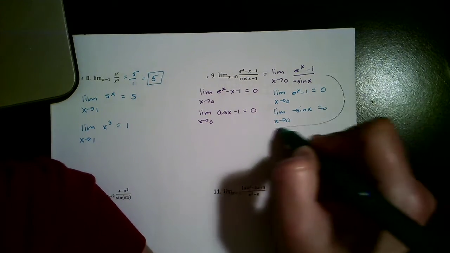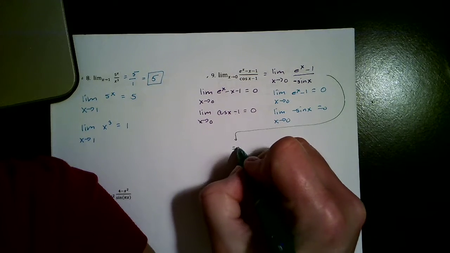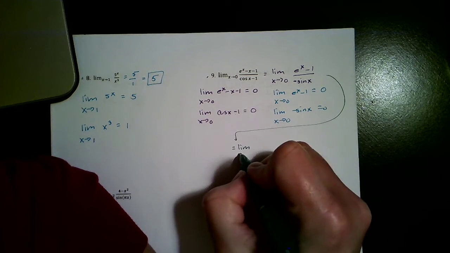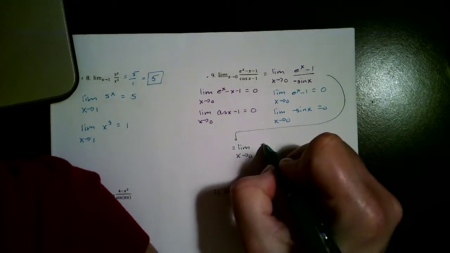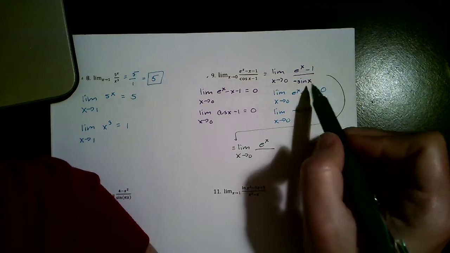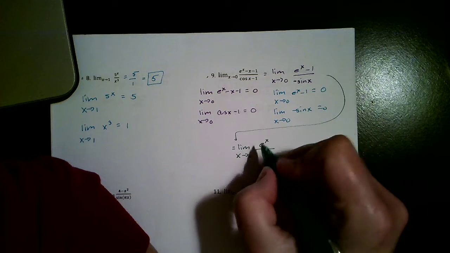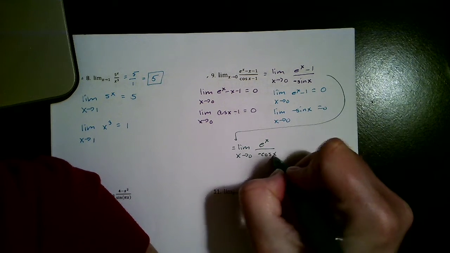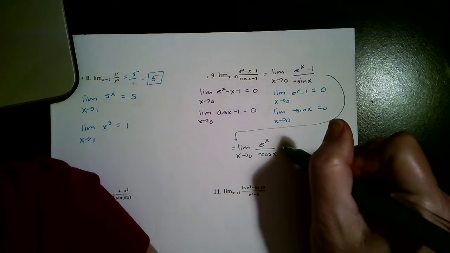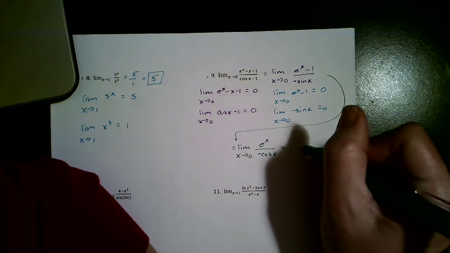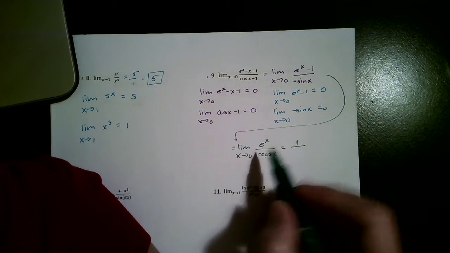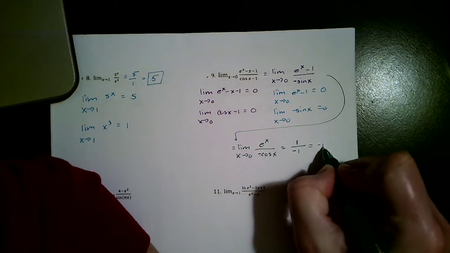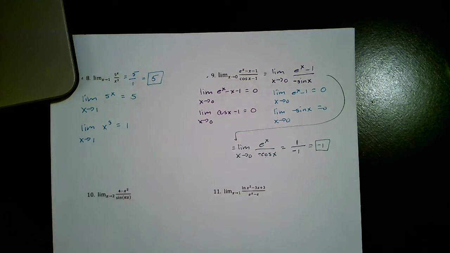So I'm going to come down here, and I get equals the limit as x approaches 0. Now the derivative of e to the x minus 1 is e to the x. The derivative of negative sine of x is negative cosine of x. And now I can plug my 0 in. E to the 0 is 1. Cosine of 0 is 1. Make it negative. And I end up with negative 1. All right, one more problem.